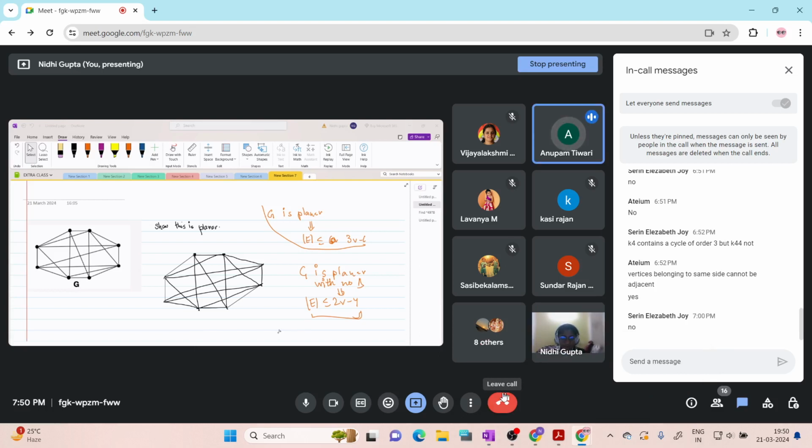So ma'am, if we use the first one, 3 into 8 minus 6, that is 18. Yes, but edges are not 18. How many edges are there? 17. I counted 17. So that inequality is satisfied, right? 17 is less than or equal to 18.